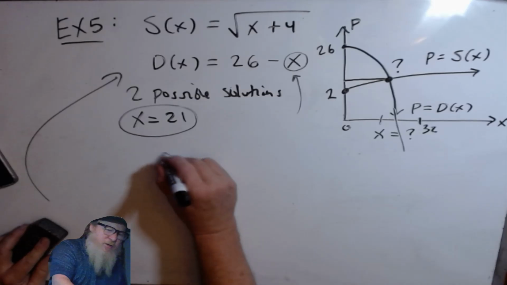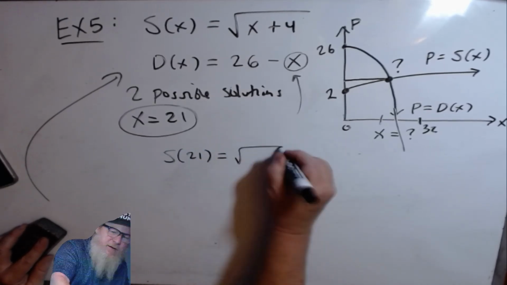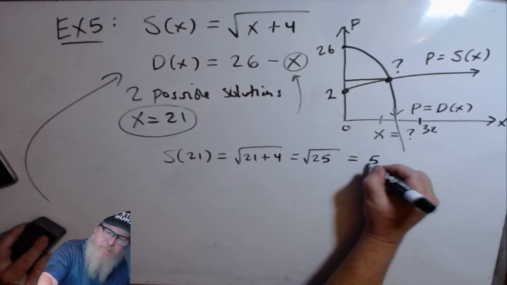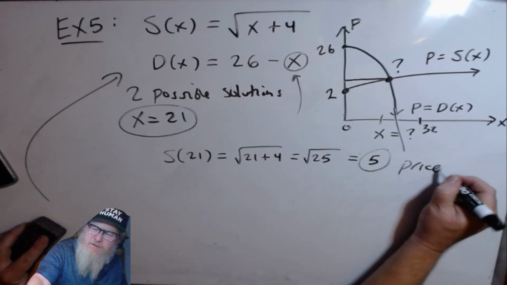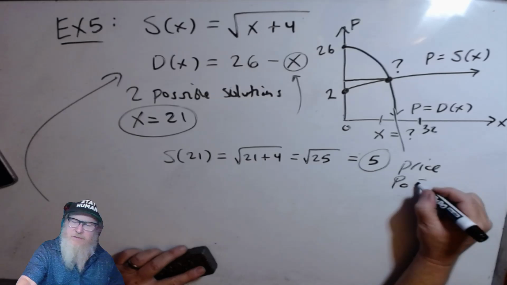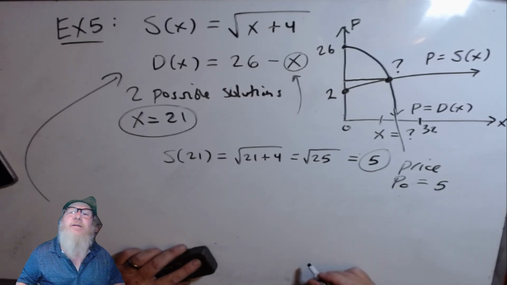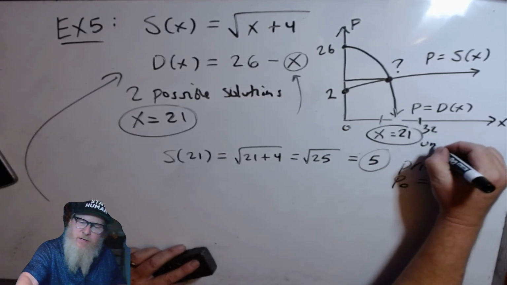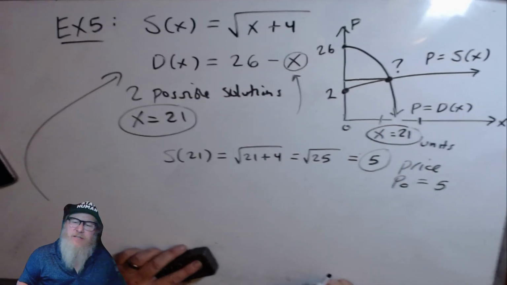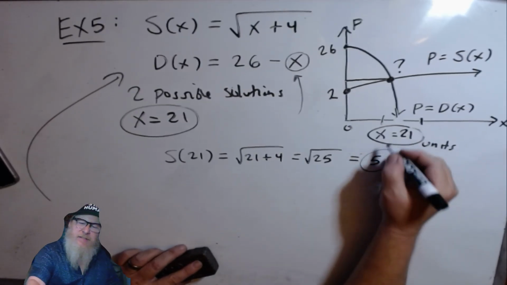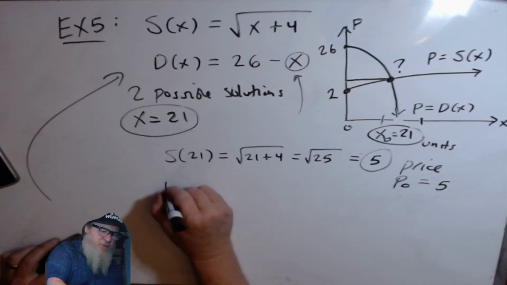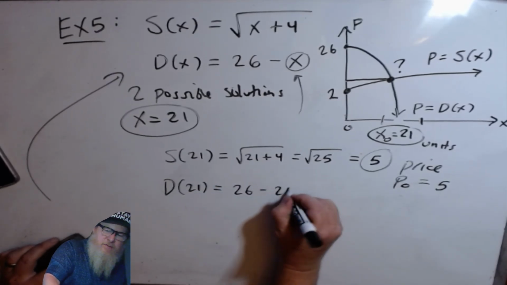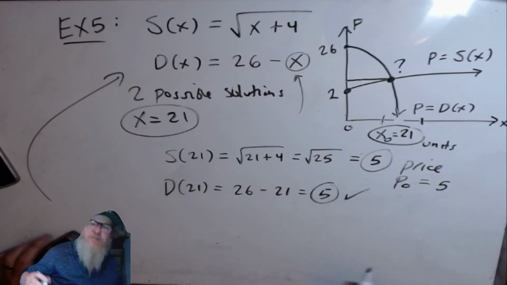All right, and then you could check if you plug in 21, you're going to get a supply price of 5. Call that P0. The demand is 21 units. We got rid of the 32, it didn't make any sense. So that's our X0. And you could also check the demand at 21. It's also 5. Check.